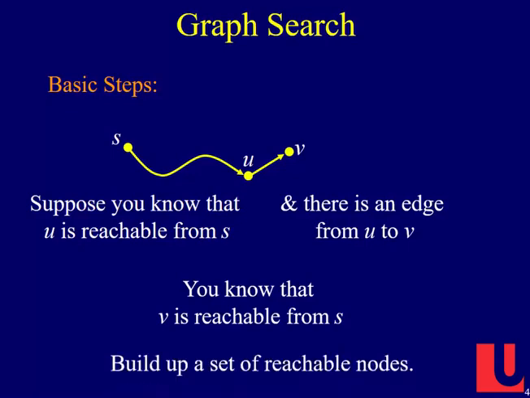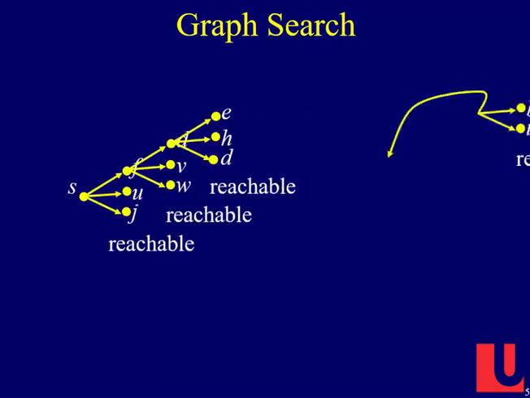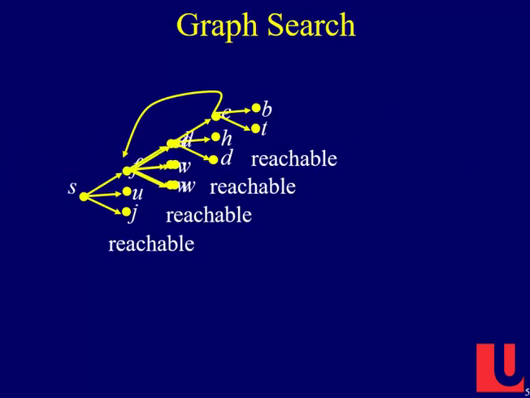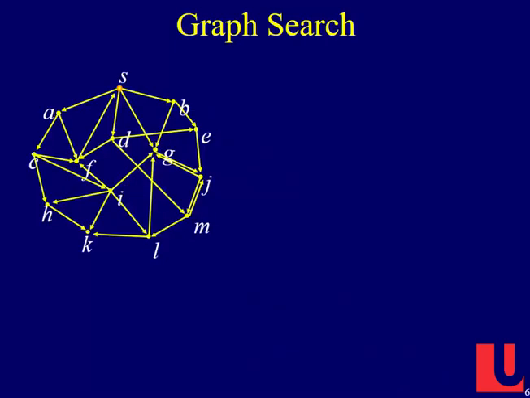And so we're going to build up sets of reachable nodes. S is reachable from S, and then those are reachable, and those are reachable, right? The danger is that you might cycle forever. So how do we avoid cycling forever? Those of you who know Hansel and Gretel, they drop breadcrumbs as they go along so that they know their path. So how do we avoid cycling? We keep track of where we've been.